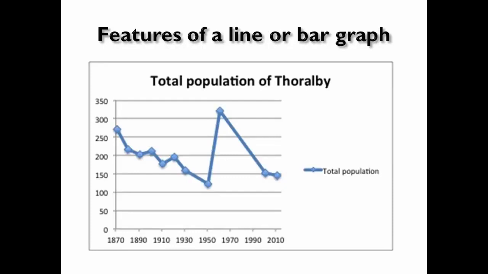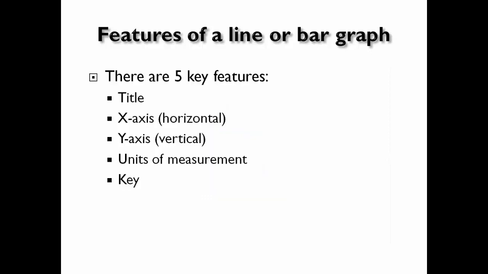So first we're going to look at the features of a line graph or a bar graph. So this is a typical line graph that you might get in IELTS writing Task 1. And there are 5 features of any line graph or bar graph. You will have a title, you will have an x-axis which is horizontal, a y-axis which is vertical, you will have units of measurement, and you'll probably have a key. So let's look at each of them in more detail.